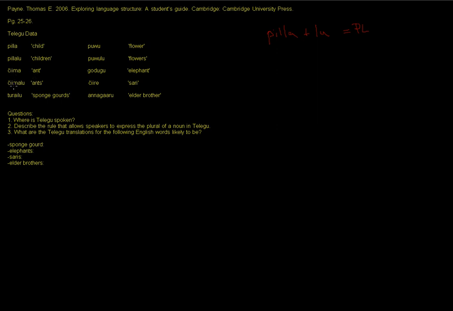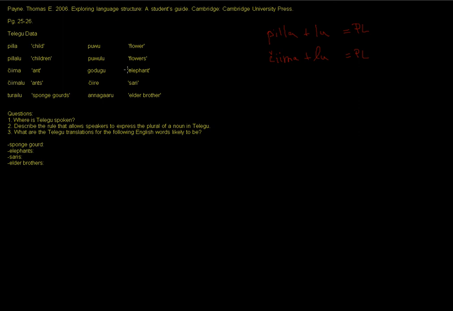And we have chimalu, which we see the same elements again, and we assume here that it means the same thing. So ant, and then we have the lu part. So we get the same thing over here. We can write Chima plus Lu, and that's how we form the plural.